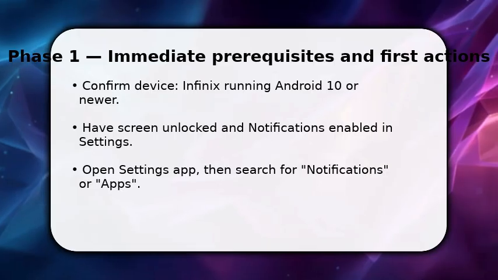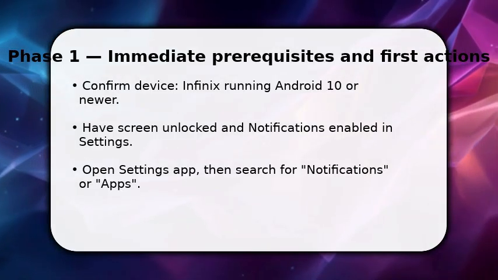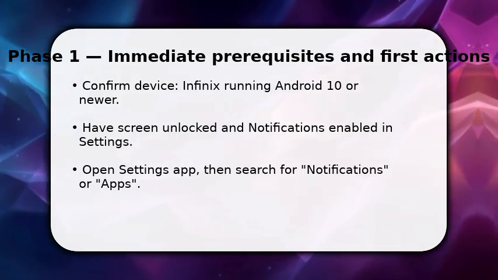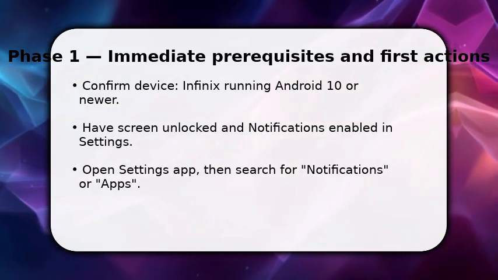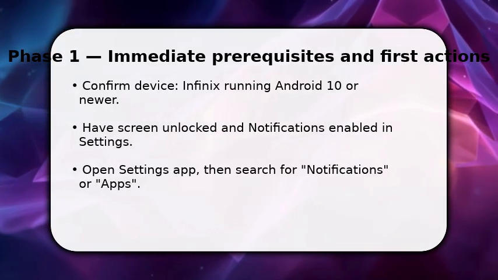You start by making sure your Infinix is unlocked and on a stable launcher. Once done, open Settings and tap Notifications. You need notifications allowed system-wide, so check the main toggle. If an app's notifications were off, re-enable them now.